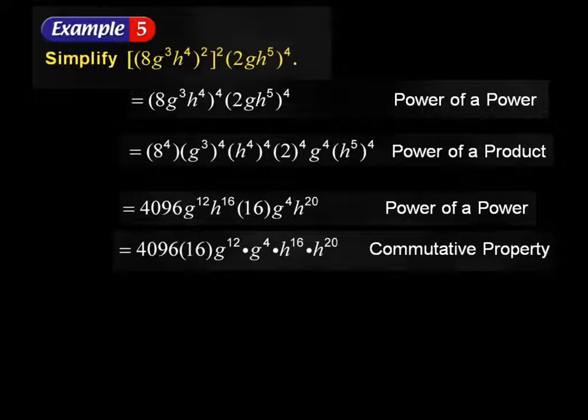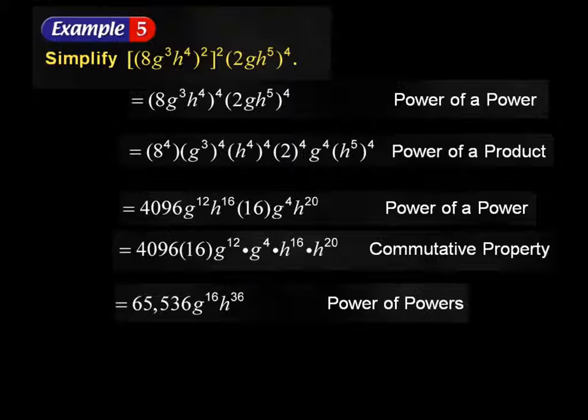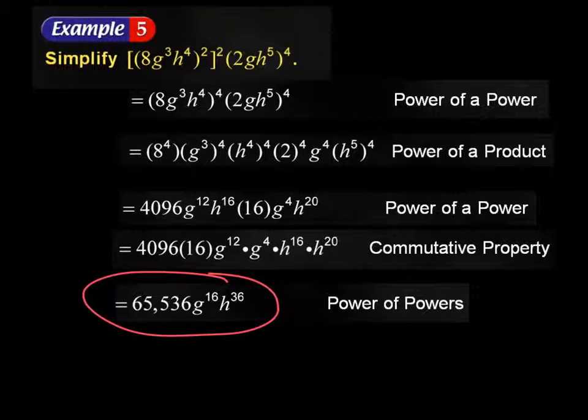Now, when I do problems myself, I tend to skip this step. They just went ahead and used the commutative property and put likes together. So on the calculator, they multiplied the 4,096 times 16. And then for our g's, we have a power times a power. We add exponents. So 12, wrong button, plus 4 is 16, and 16 plus 20 is 36. So that's our cute little final answer, finally.